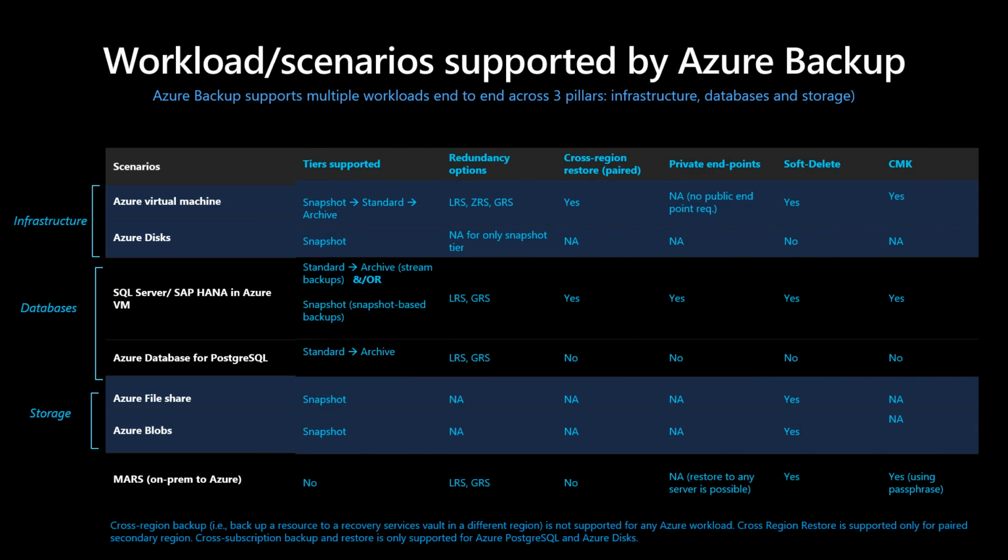These are the tiers supported: the redundancy options, cross-region restore availability, private endpoint support, where soft delete is supported, and where customer managed keys are supported for each of the pillars.